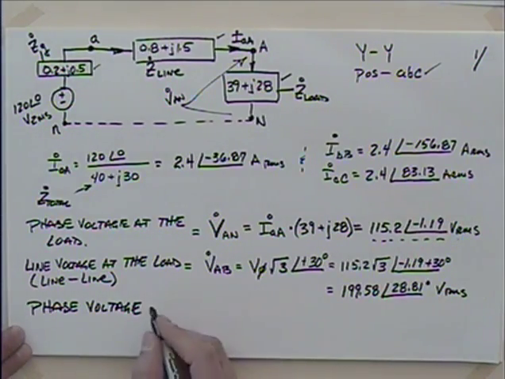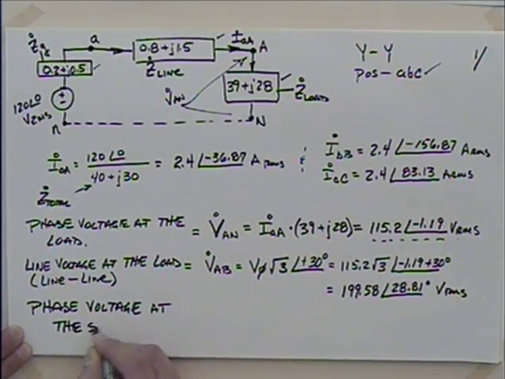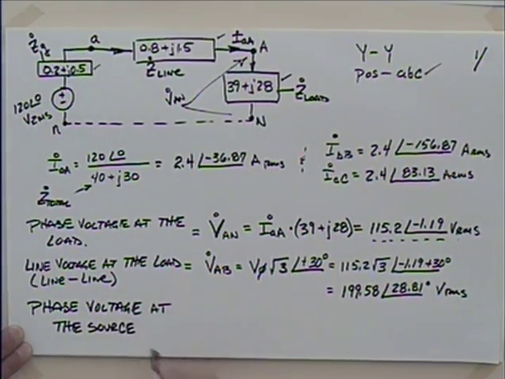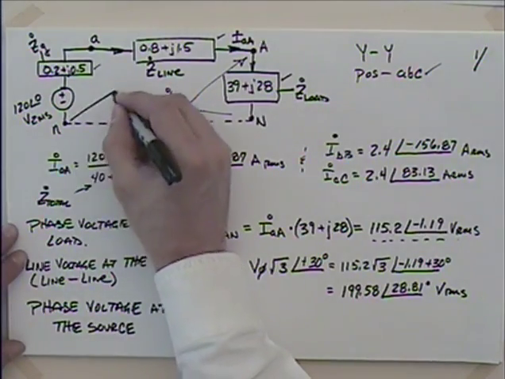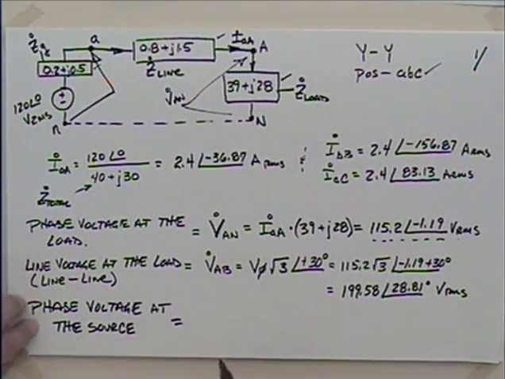But let's move on to the phase voltage at the source. What's that going to be? Well, remember that phase voltage is the line to neutral voltage. So if I were to draw a picture of this, there's the phase voltage at the source. Now, you might think this is a trick question. Is it 120 at 0? No, that's the internal voltage. In an ideal world, if we didn't have this impedance, if we didn't have losses in that generator, the answer would be 120 at 0.